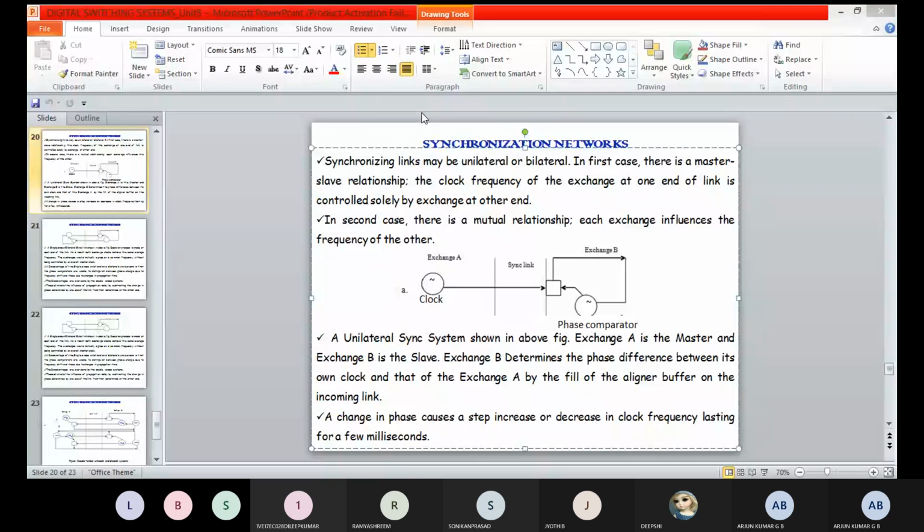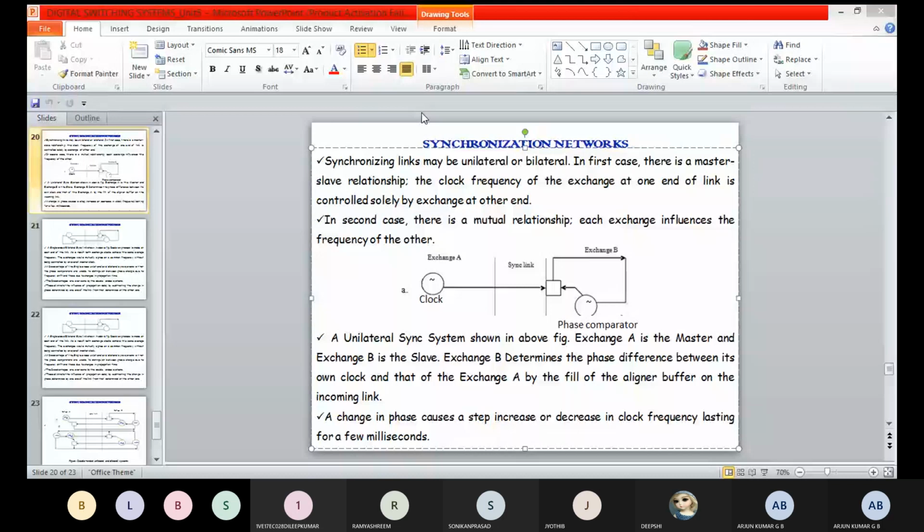Here also it is the same thing, because each exchange operates with a separate clock frequency. How do we synchronize these? Through this master and slave relationship. Here we can assume that exchange A is the master and exchange B is the slave. Exchange B determines the phase difference, how much frequency variation there is, and that of exchange A, by filling the align buffer on the incoming link.